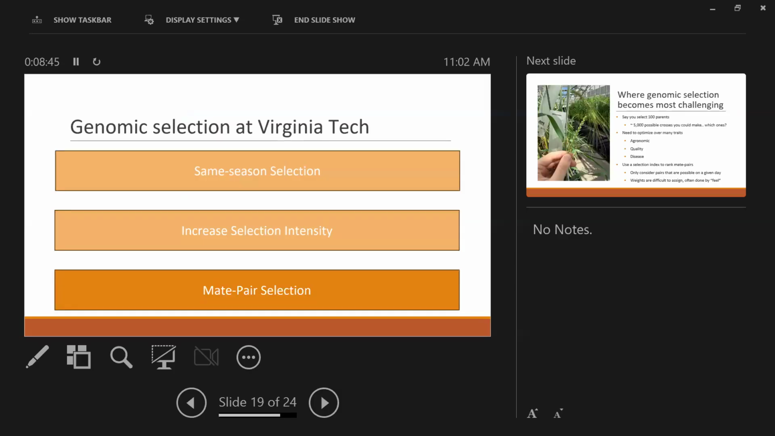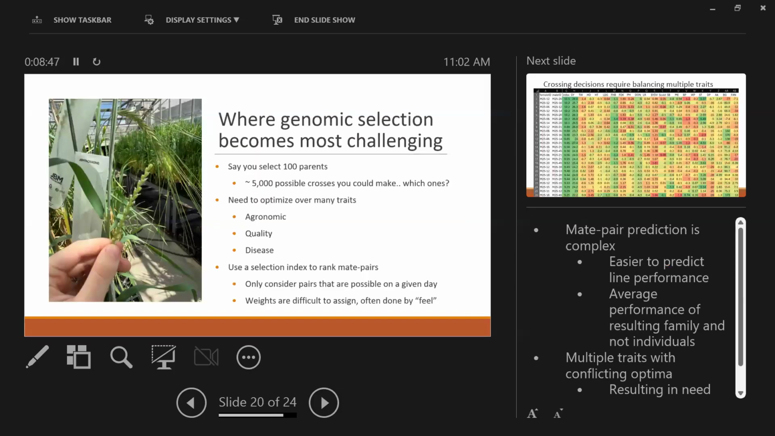We're also using it for mate pair selection, and that's actually a bit more complicated and challenging than I wish it could be. Say you end up with 100 parents, and you can make about 5,000 crosses. So how do you decide which ones to make? And when you're trying to decide, how are you optimizing the conflicting number of traits that you're trying to improve between agronomics and quality and disease?